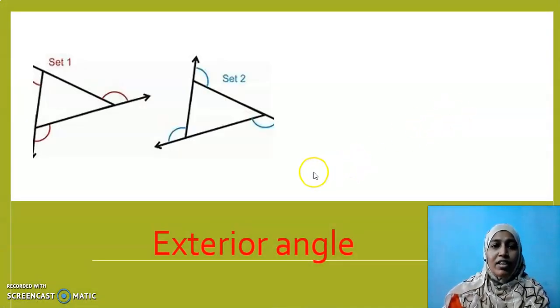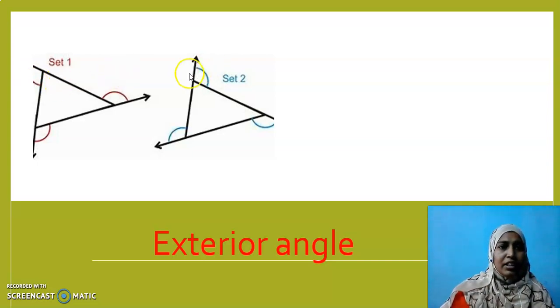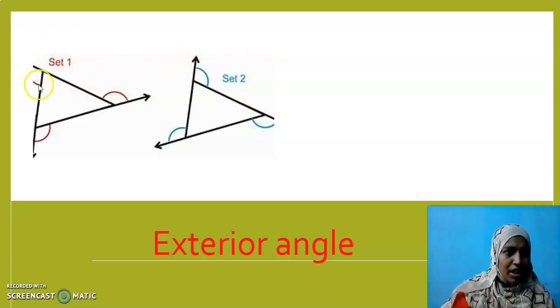Totally, we will have 6 exterior angles. See here, I have extended everything, here this side, right side, again here, this side, all in clockwise direction, and here, anti-clockwise direction. See, in set 1, here I have red color. Opposite to that, if I extend this line in the opposite direction, I have another angle.